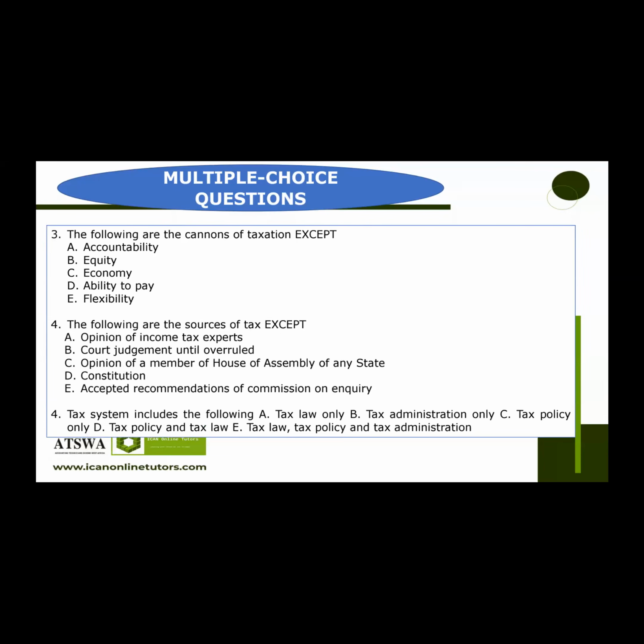Okay. And three, the following are the canons of taxation, except: A, accountability; B, equity; C, economy; D, ability to pay; E, flexibility. The correct answer is accountability. Accountability is not one of the canons of taxation. Are we together? Okay. And four, the following are the sources of tax law, except: A, opinion of income tax experts; B, court judgment until overruled; C, opinion of a member of House of Assembly of any state; D, constitution; E, accepted recommendations of commission on inquiry.